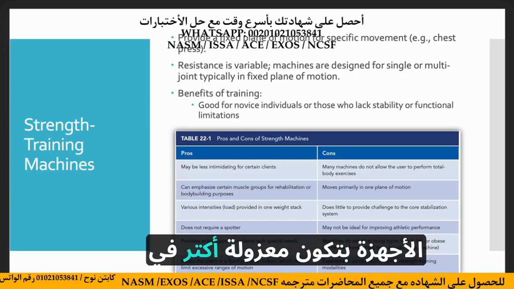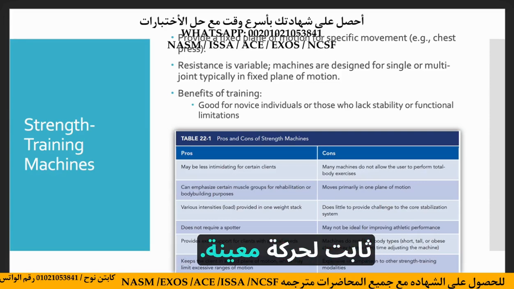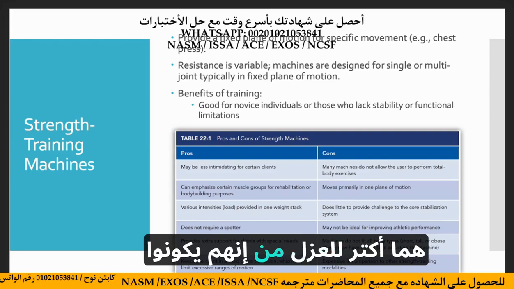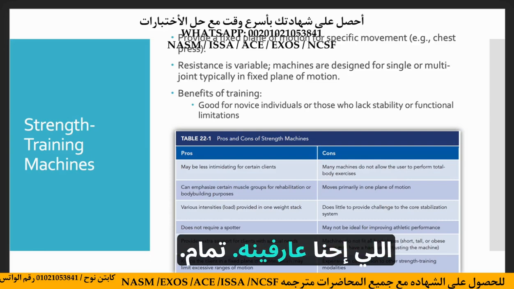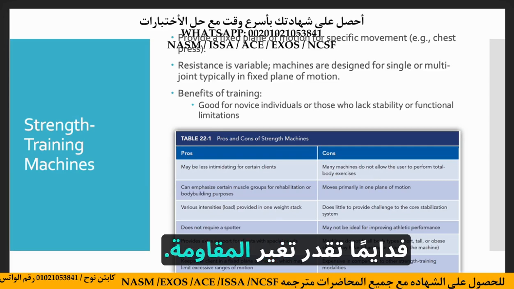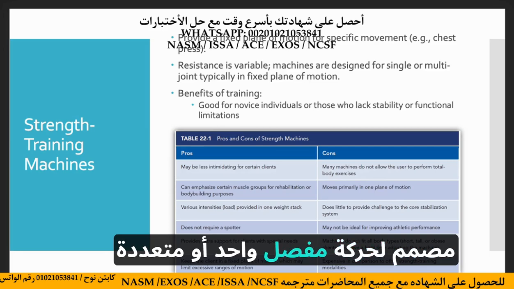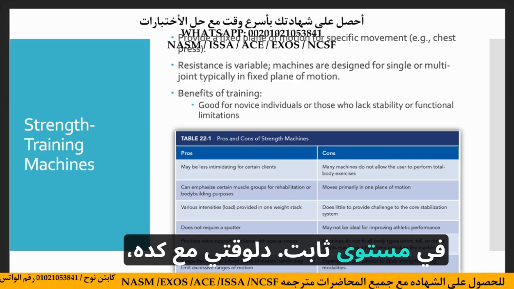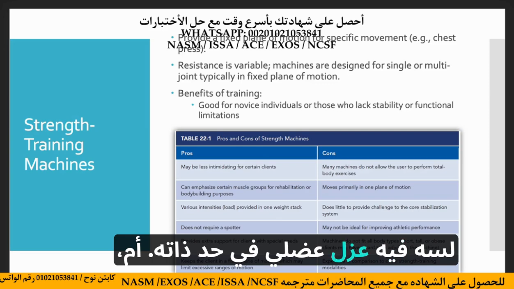Machines are more isolated in function. They provide, like it says, a fixed plane of motion for specific movement. They're more for isolation than they are for a true movement base, which we know. All right. Resistance training, like it says, resistance is variable, so you can always change the resistance. It's just like taking a weight plate on and off of a barbell. It's designed for single or multi-joint fixed plane of motion. Now, with that said, multi-joint, yes, but it's still muscular isolation in its own self.